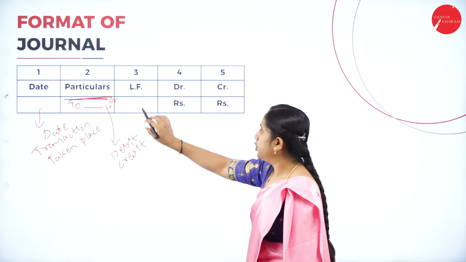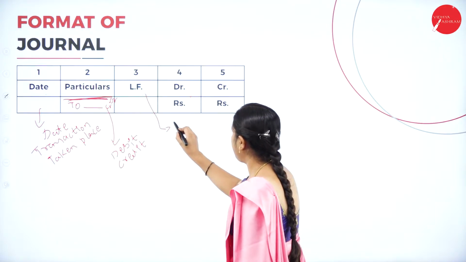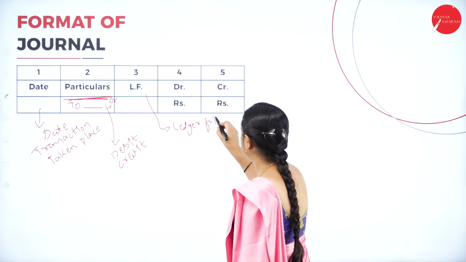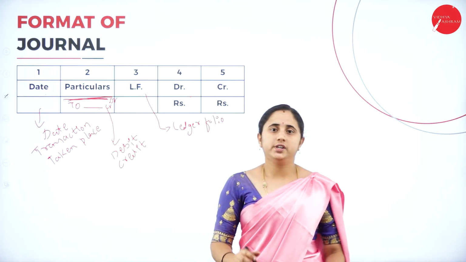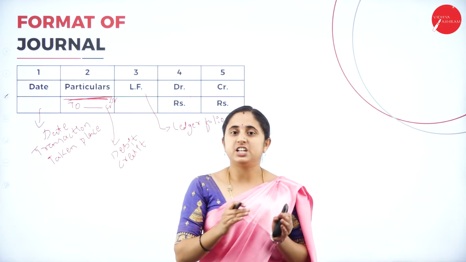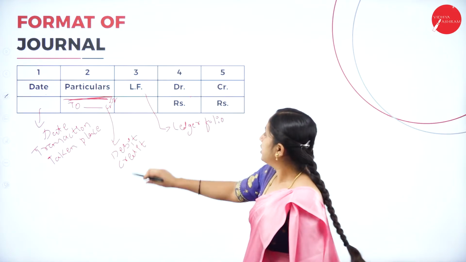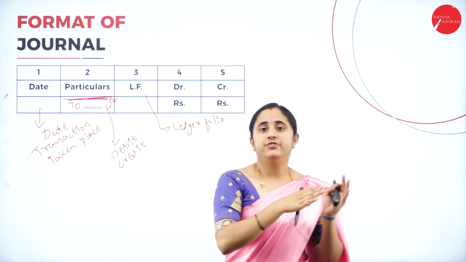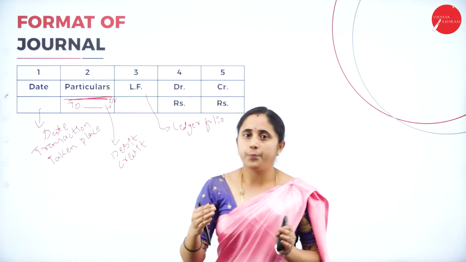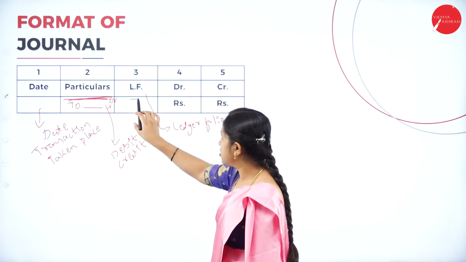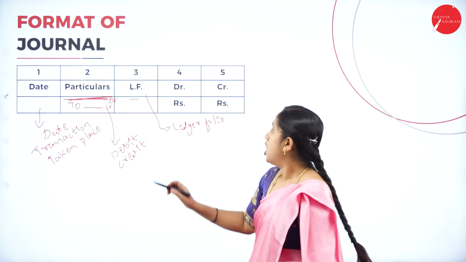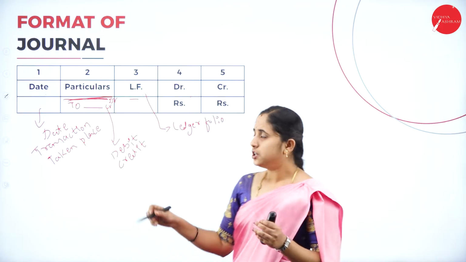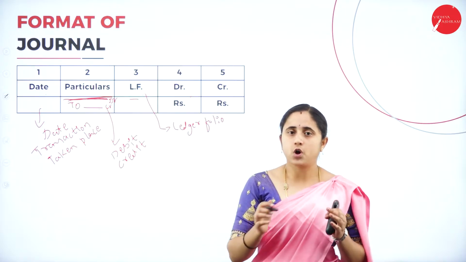Next, ledger folio. LF means ledger folio, which is meant to record the page number of the ledger. For example, you have written cash is debited. In the ledger account, on which page the ledger account is opened, you need to write that page number. Only after finishing the journal entry as well as the ledger account, you will fill the ledger folio column.